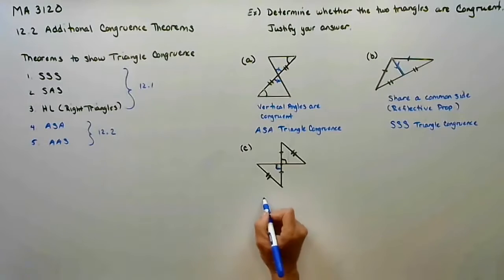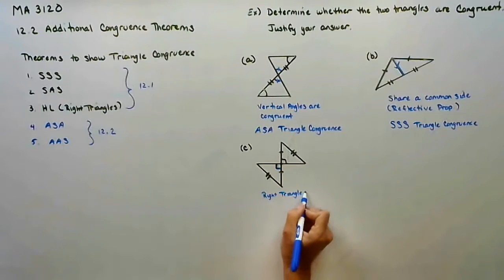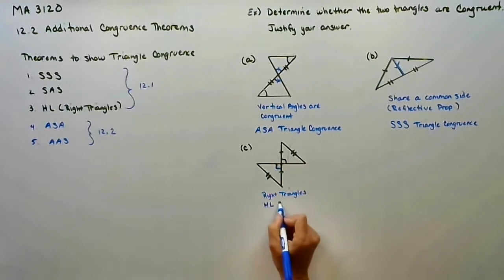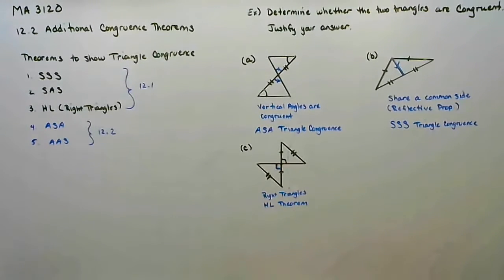So since these are right triangles, I'm just writing down observations. We have the hypotenuse leg theorem, triangle congruence theorem.